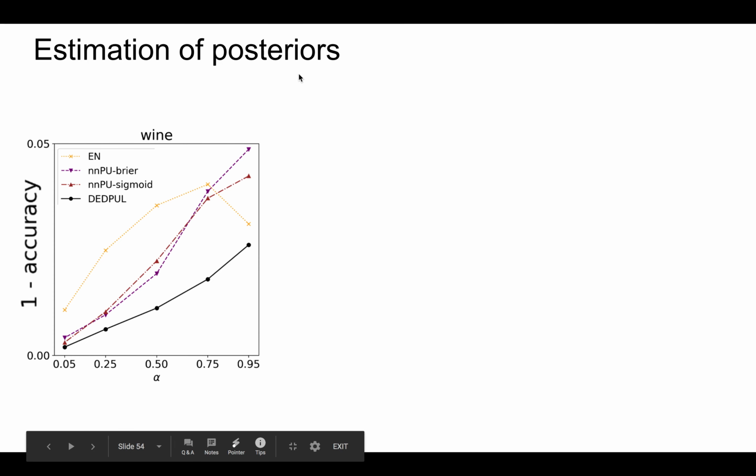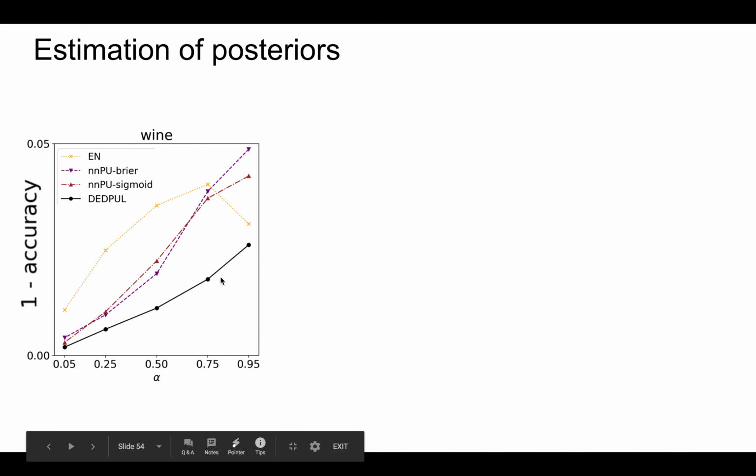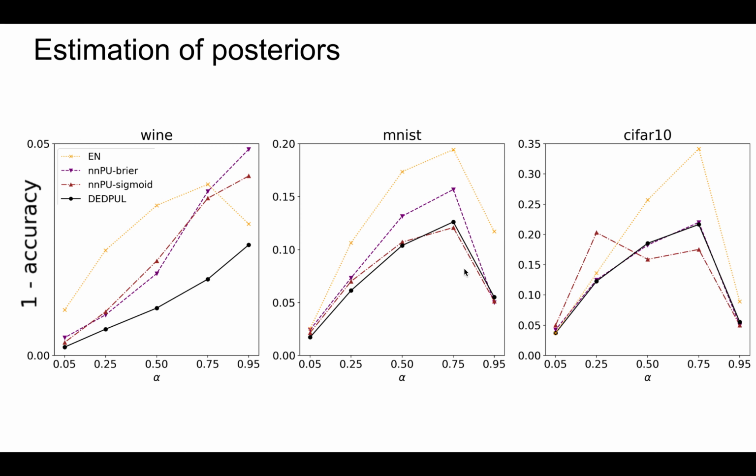Moving on to estimation of posteriors, here as a metric we have chosen 1 minus accuracy, so again the lower the better. And the methods are DEDPUL, and then PU, which is based on unbiased risk estimation, which is the previous state-of-the-art, and Elkan and Noto is a baseline. On the first dataset, we can see that DEDPUL performs better than all the methods, but on more complicated image datasets, we can see that DEDPUL performs on par with state-of-the-art. However, keep in mind that DEDPUL also estimates proportions, whereas state-of-the-art assumes them to be identified.